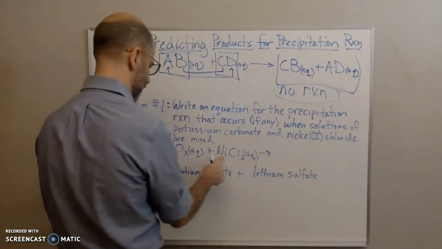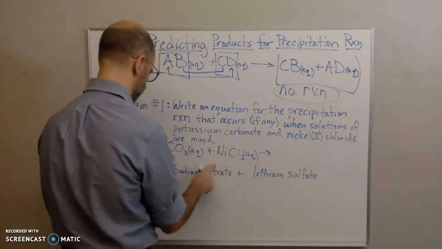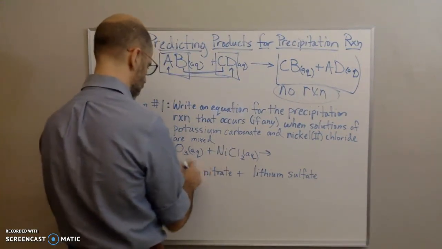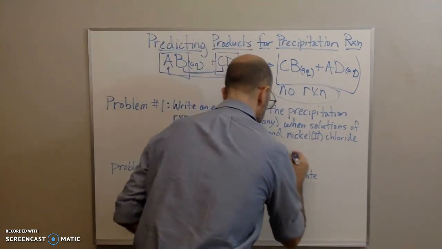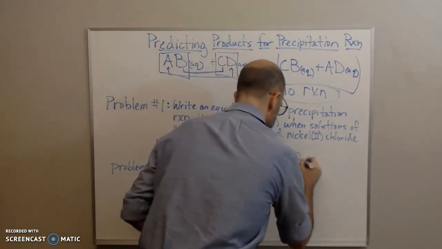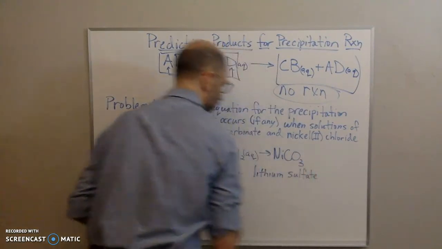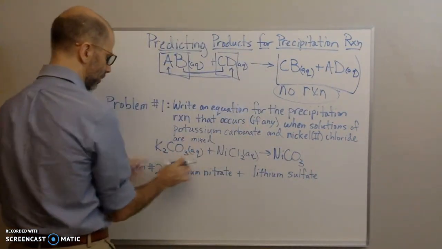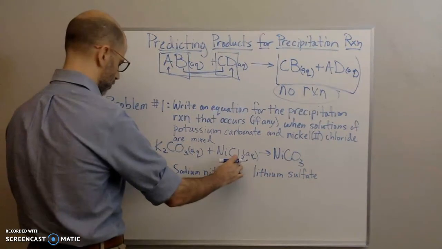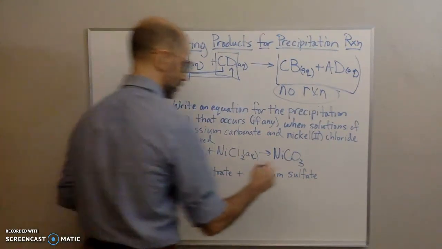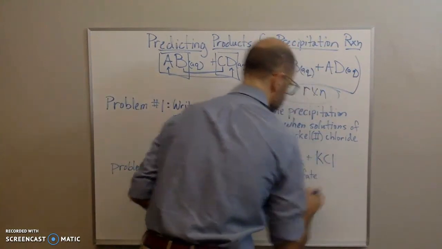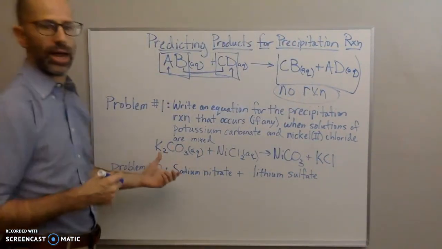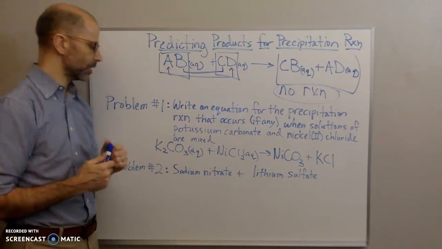I'm going to take the inner ions, so the nickel(II) and carbonate, and put those together, so that's going to give me nickel(II) carbonate, NiCO3. And then I'm going to take the two outside ones, so I'm going to put potassium and chloride together. So that's going to be potassium chloride, KCl. Okay, so now I have my possible products.